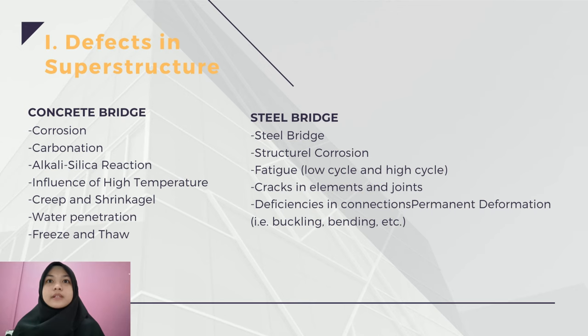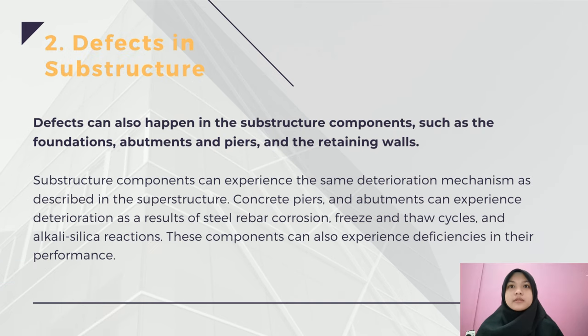So, the first one is defects in the superstructure. In concrete bridge structures, there will be corrosion, carbonation, alkali-silica reaction, influence of high temperature, creep and shrinkage, water penetration, and freeze and thaw. For steel bridge structures, there will be corrosion, fatigue, cracks in elements and joints, deficiencies in connections, and permanent deformation.